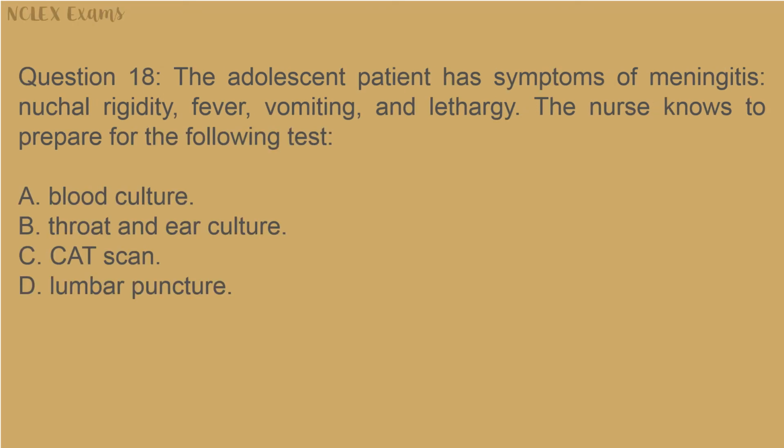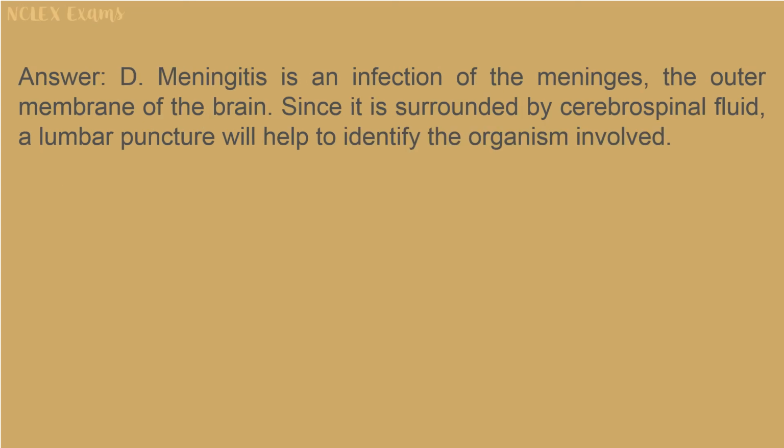Question 18. The adolescent patient has symptoms of meningitis: nuchal rigidity, fever, vomiting, and lethargy. The nurse knows to prepare for the following test. A. Blood culture. B. Throat and ear culture. C. CAT scan. D. Lumbar puncture. Answer: D. Meningitis is an infection of the meninges, the outer membrane of the brain. Since it is surrounded by cerebrospinal fluid, a lumbar puncture will help to identify the organism involved.